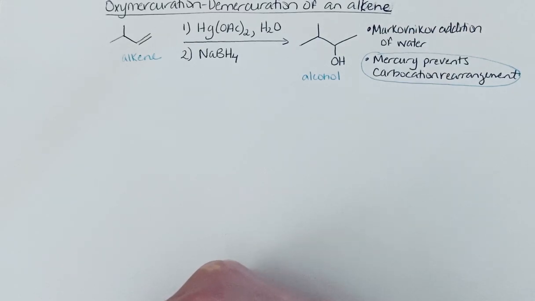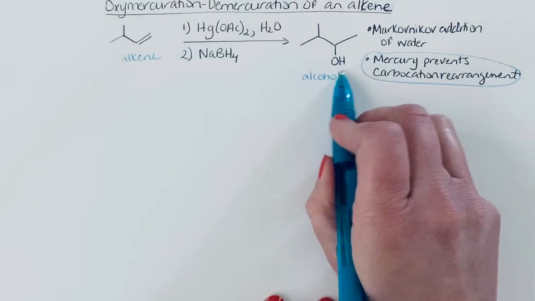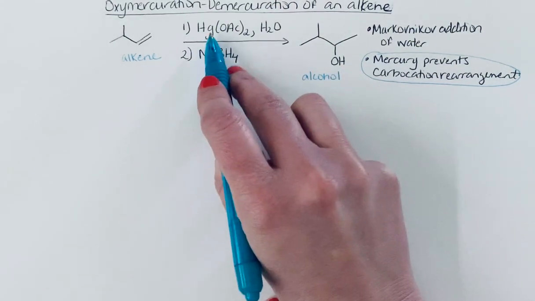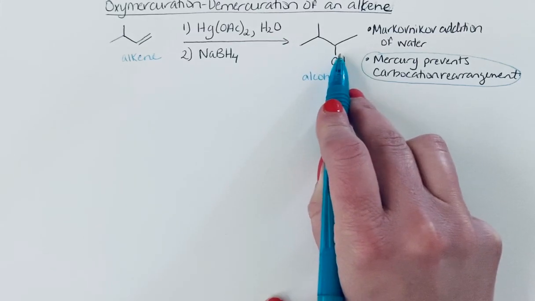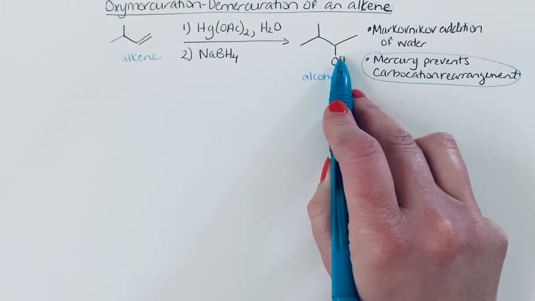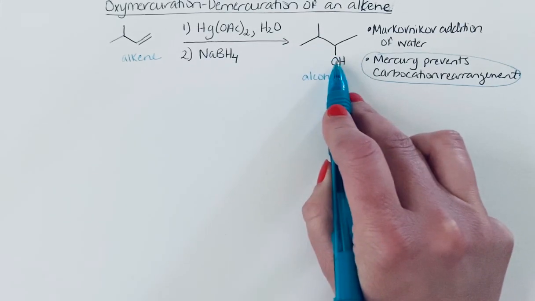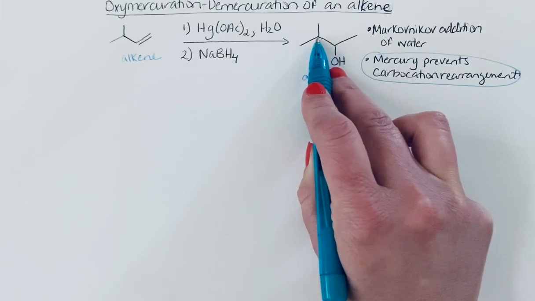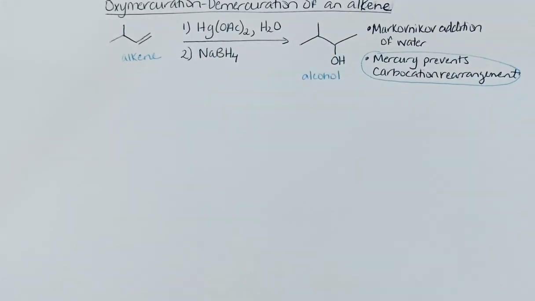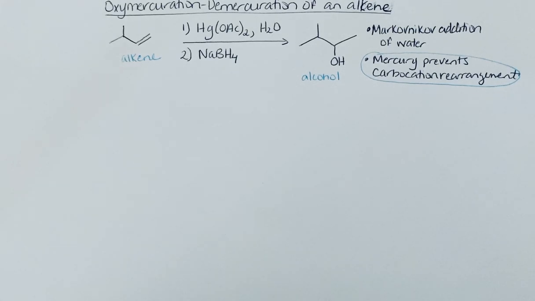This is really the only case where you would use this reaction with mercury: if you have a product that you want to form that, if you didn't use the mercury, you would get a rearrangement. If we didn't use the mercury, we wouldn't have our alcohol at the secondary carbon, it would be at the tertiary carbon. You don't need to know the mechanism for this reaction, but I'm going to show you a little bit of it just so you can understand what's going on.